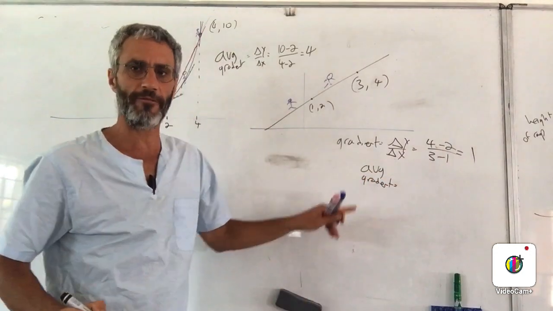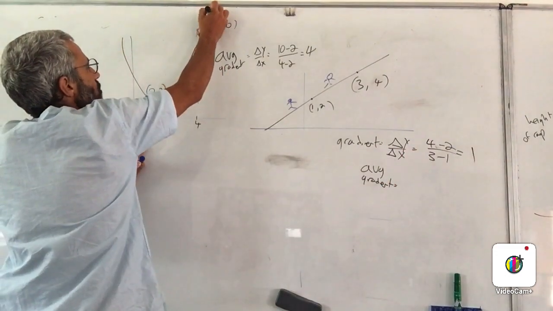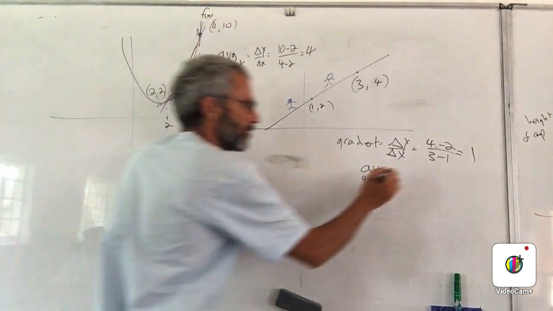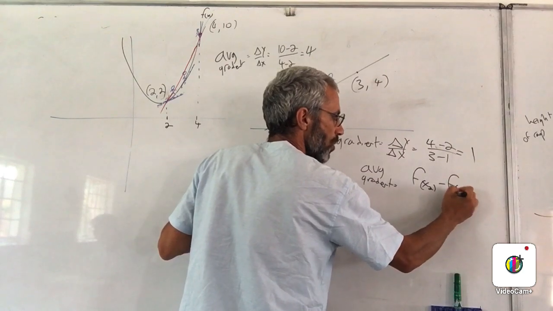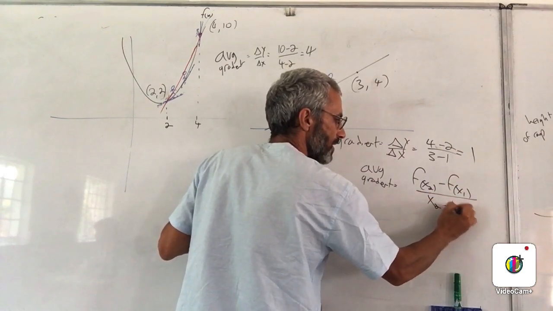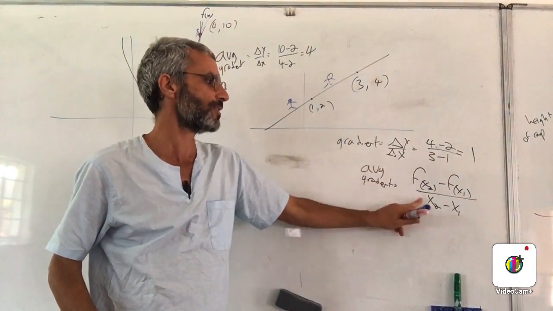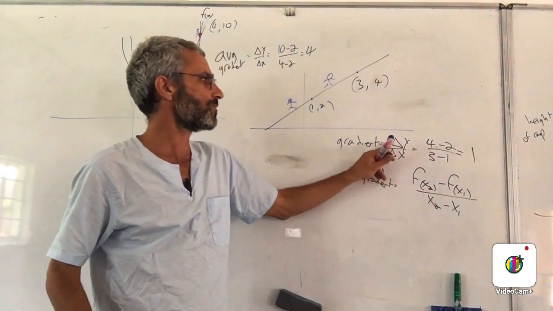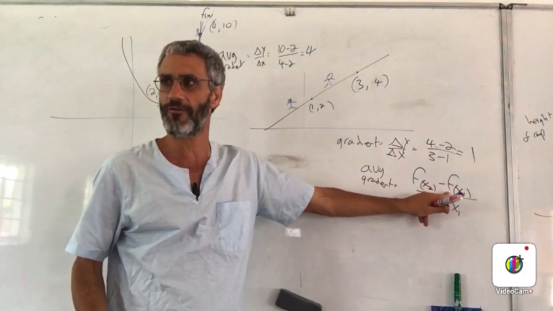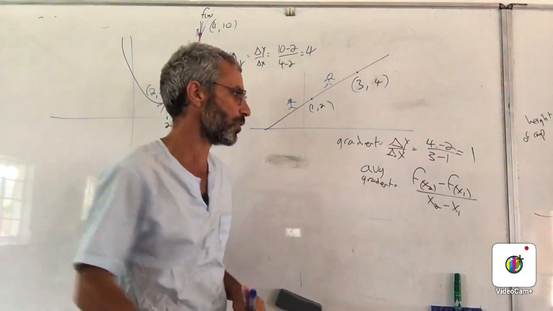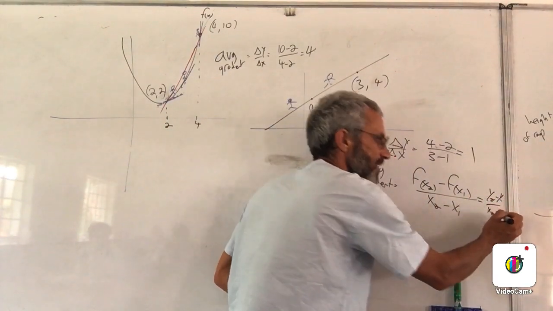And the average gradient is the same as this, but instead of calling it y, I'm going to call it f of x, right? Because I can use this curve as f of x. So it's going to be f of x2 minus f of x1 divided by x2 minus x1. Guys, this formula is the same. You see, what is delta x? It's x2 minus x1. What is y2 minus y1? It's the value of the function at x2 minus the value of the function f at x1. That's the same thing as y2 minus y1 divided by x2 minus x1. It's exactly the same.